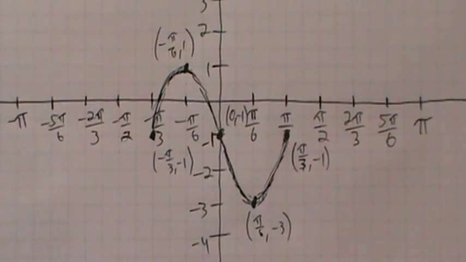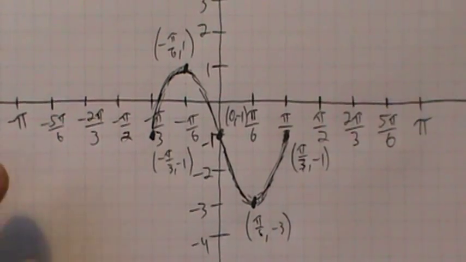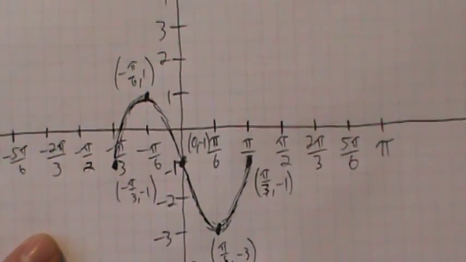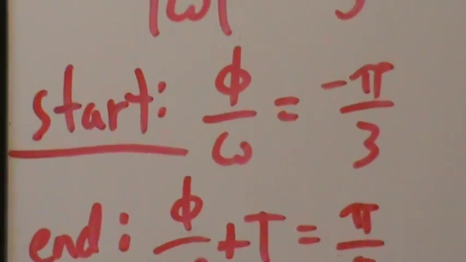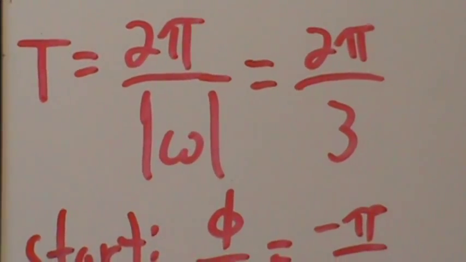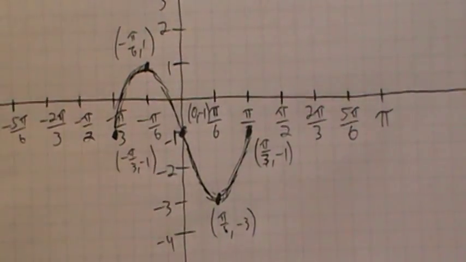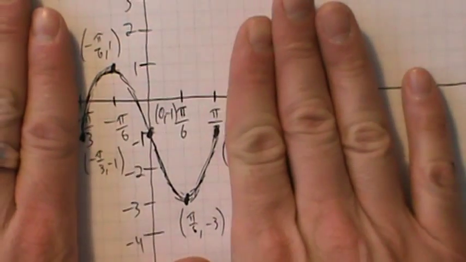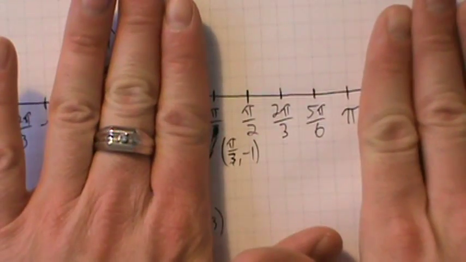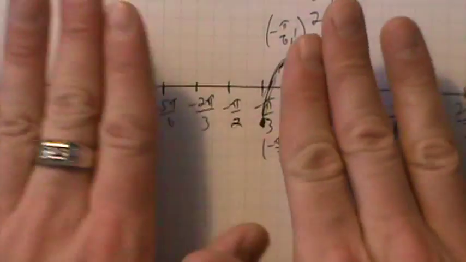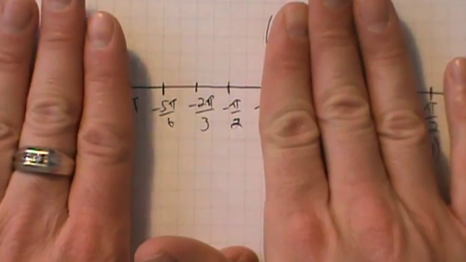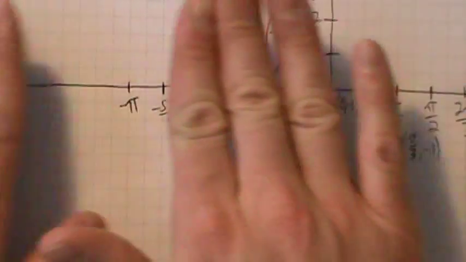So let's extend this a little bit using the period here. So here's pi over 3 comma negative 1. What's the period again? The period is 2 pi over 3. T is 2 pi over 3. What that means is if we go 2 pi over 3 units to the right or to the left, we're going to have that same shape. So here's one complete cycle. If we go 2 pi over 3 units, we're going to have that same cycle again. Another 2 pi over 3 units, same cycle again. Same thing if we go to the left. 2 pi over 3 units here, same cycle, same shape. 2 pi over 3 units to the left, same shape again.